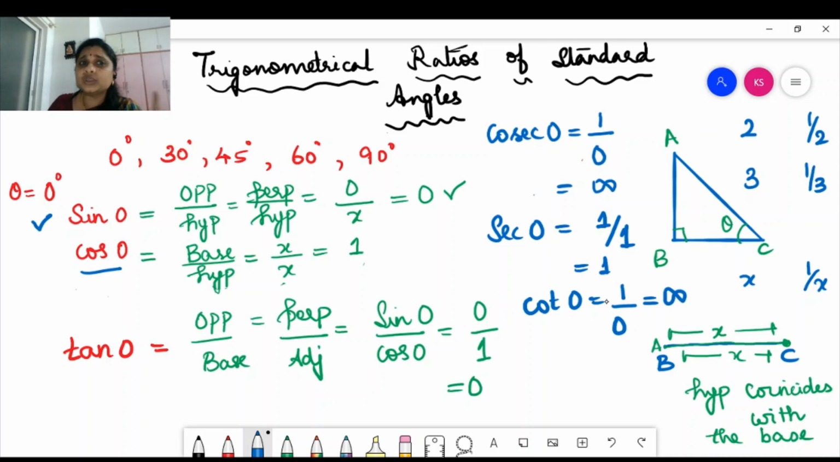Now we'll move on to the next angle, and at the end of this video, we'll tabulate all the values and make a beautiful table, and I'll give you the tips to memorize the table very, very easily.